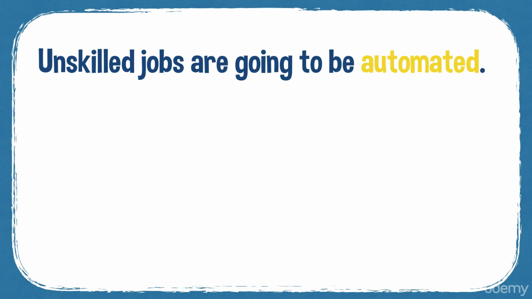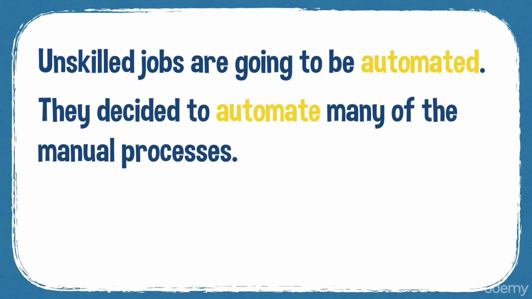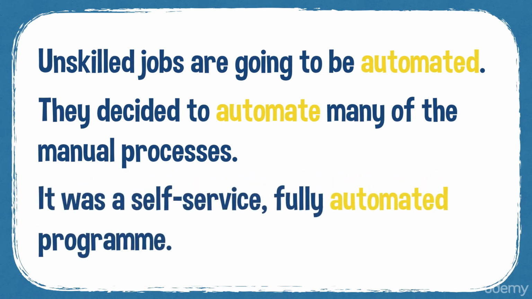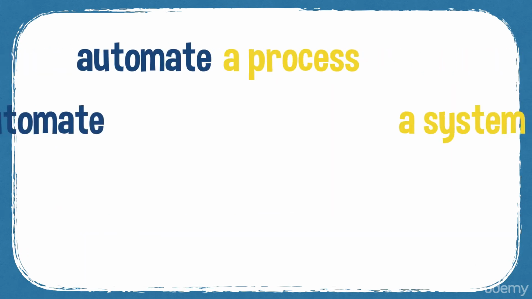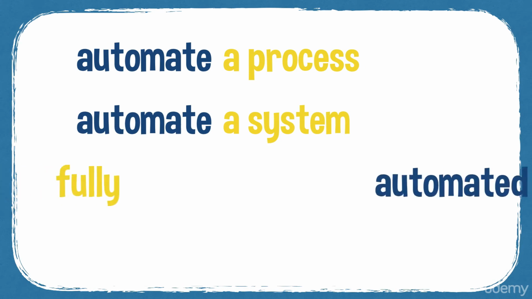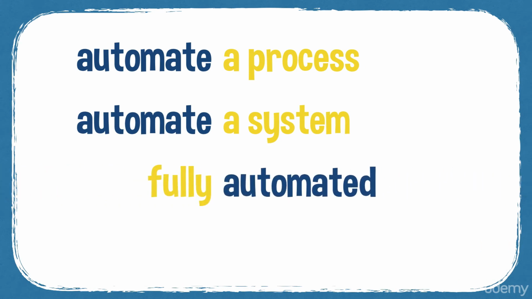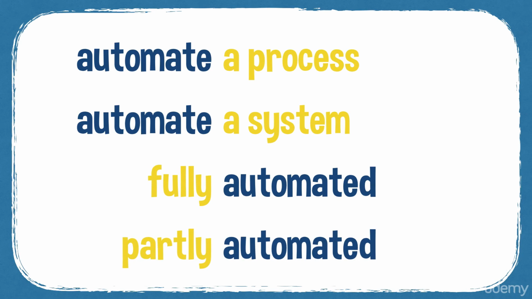Unskilled jobs are going to be automated in the future. They decided to automate many of the manual processes. Manual is by hand. It was a self-service, fully automated program. And so we can automate a process, automate a system, and systems can be fully automated or partly automated.